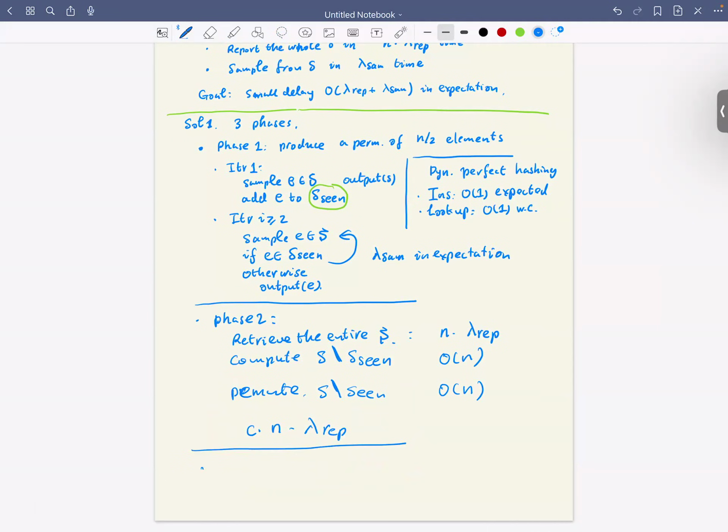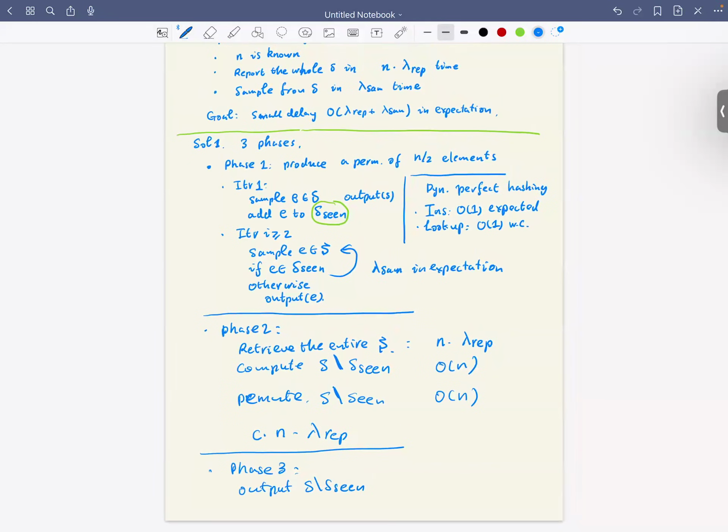Okay. All right, so phase 3 basically says, now everything's easy because you have a random permutation of the unseen elements, right? So you simply output the unseen elements one by one, right? So if I say, what is the delay that you can achieve in phase 3? You will say, the smallest you can get, right? So this is constant each time, right? Good. So that is the whole solution 1, all right?